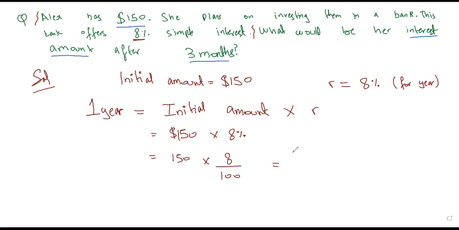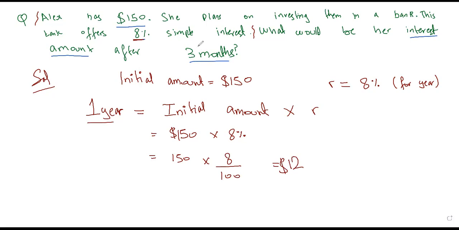150 into 12.8 divided by 100. Very well done. That is 12. Excellent. Okay. Now, $12 is the interest amount at the end of 1 year. The question is, what would be her interest amount after 3 months?